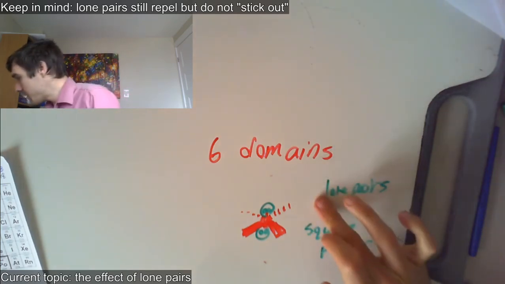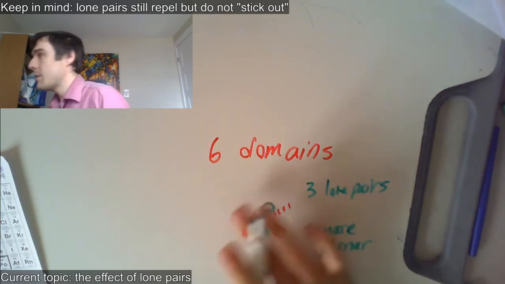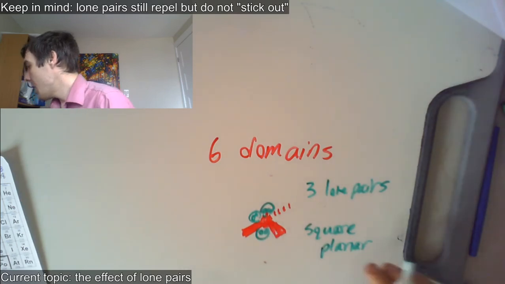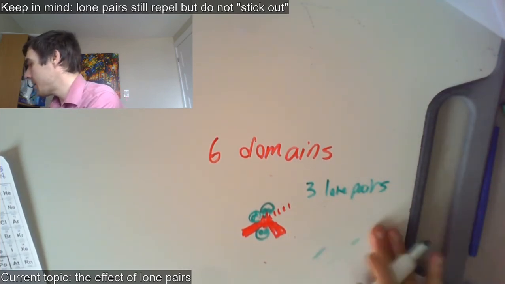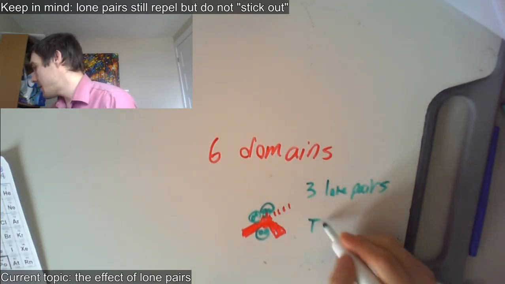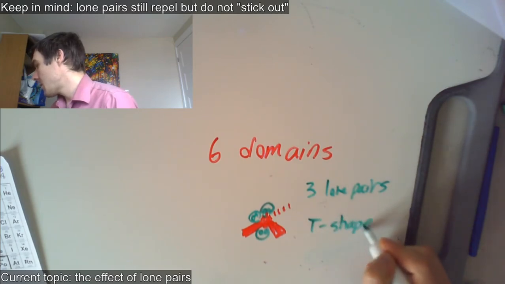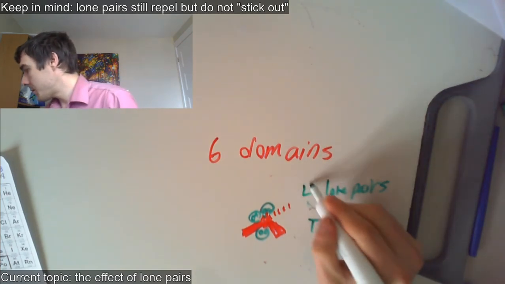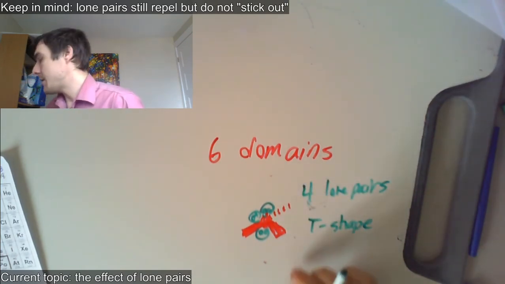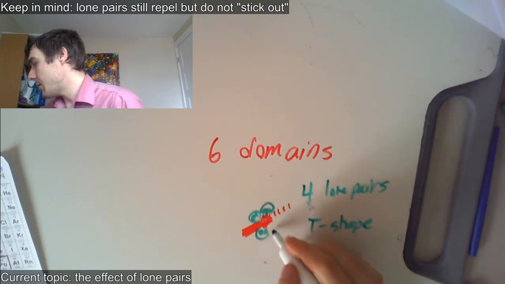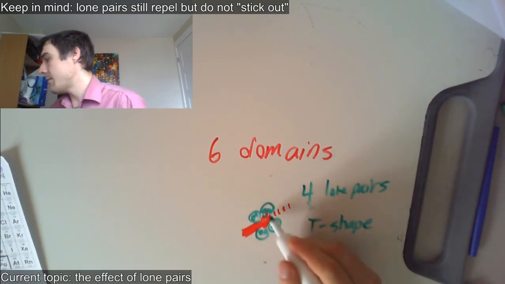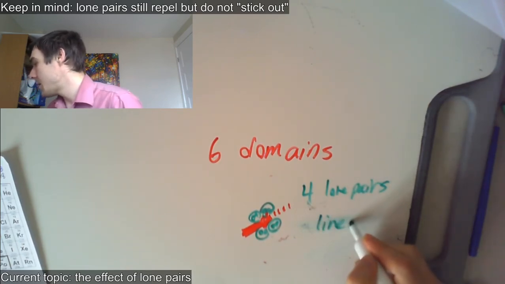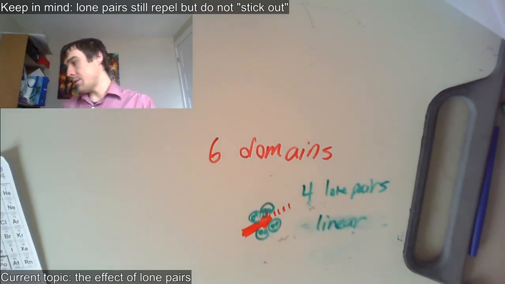3 lone pairs. It doesn't matter which of these get taken out. We'll take this one out, say. 3 lone pairs, that one gets taken out. These are still 90-degree angles, so you end up with T-shape. And 4 lone pairs, that does actually matter. It'll be as far away from the other as it can get. And you'll end up with 4 lone pairs is called linear. We're back to linear with 6 domains and 4 lone pairs.